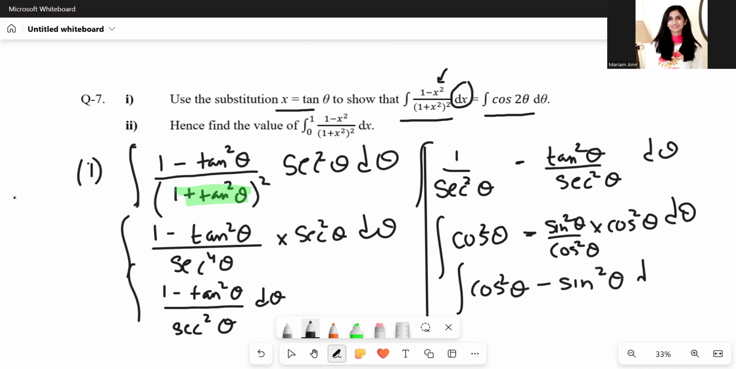And again, from trigonometric identities, which are also given in the formula sheet, we know that cos square theta minus sine square theta is also equal to cos 2 theta. So we have derived the required result.